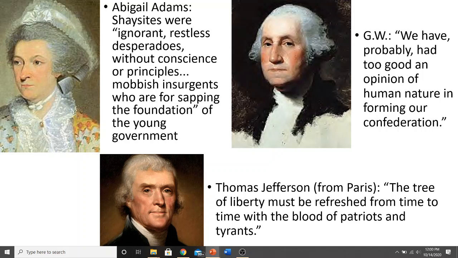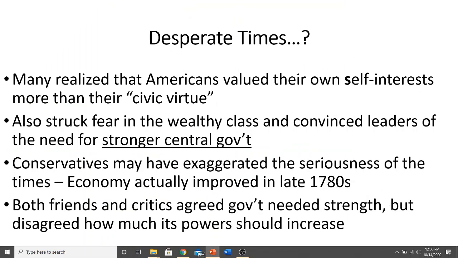Meanwhile, Thomas Jefferson, being who he is, says the tree of liberty must be refreshed from time to time with the blood of patriots and tyrants. In other words, this is good. People need to do whatever they can to limit the power of tyrants over the people. With that said, most leaders in America recognize that people value their own self-interest more than civic virtue or caring for the greater good, if you will.